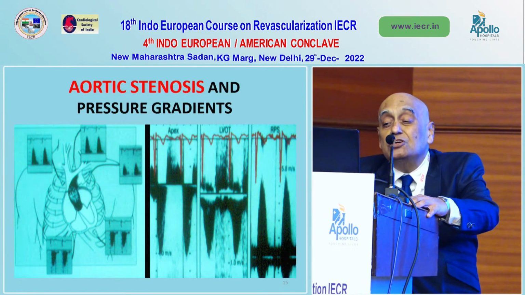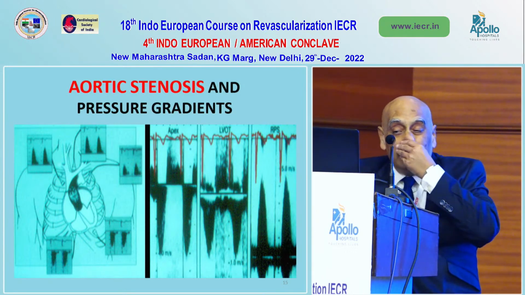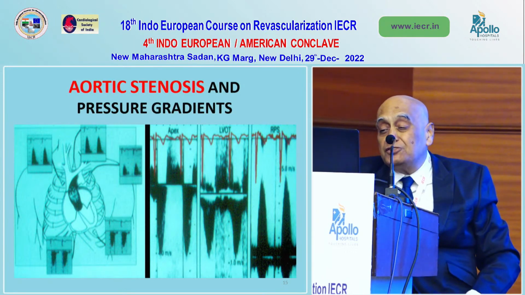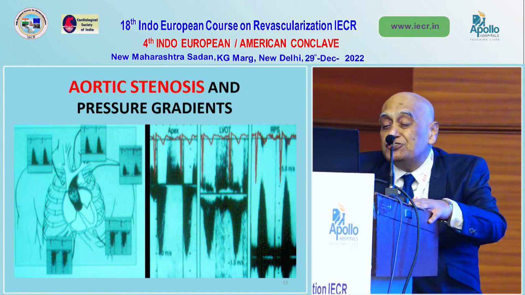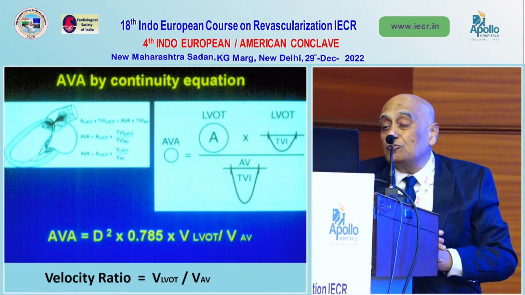So you have to use multiple windows, starting from the apical plane, and then the right parasternal plane, the suprasternal plane, the left upper parasternal plane, and the subcostal plane, and you'll get the Doppler spectral. Take the best Doppler spectral tracing and calculate the mean gradients as well as the VTI and the valve area, which you get by what is called the continuity equation.